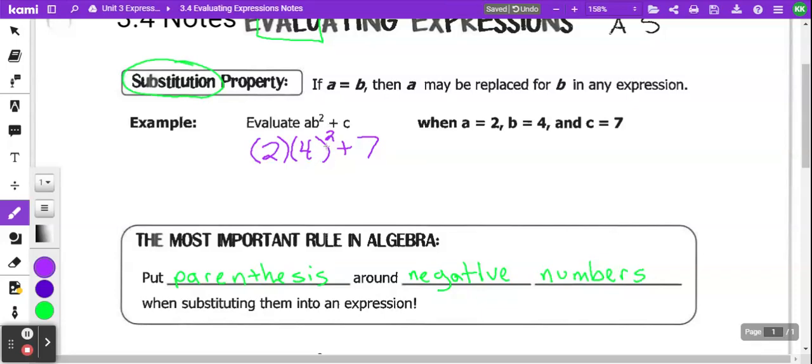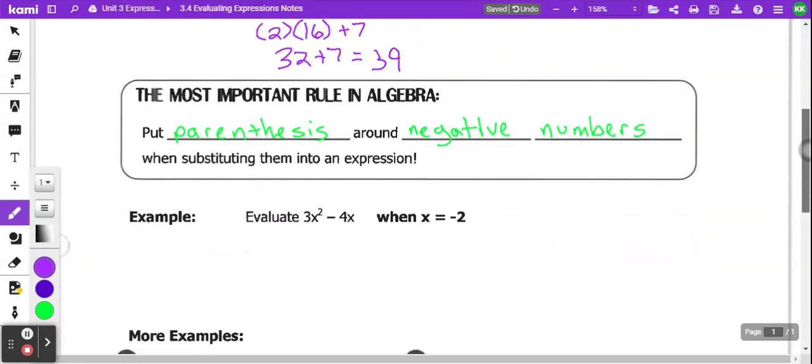Now I use order of operations. That says parentheses first, but there's nothing in my parentheses. So next is exponents. So my exponent here is 4 to the second power, which is 16, because 4 times 4 is 16. And then I'm still multiplying 2 times 16 plus 7. So next is multiplication. So I do 2 times 16, which is 32. And then 32 plus 7 is going to be 39. So we plug in our numbers and then we solve it using order of operations.